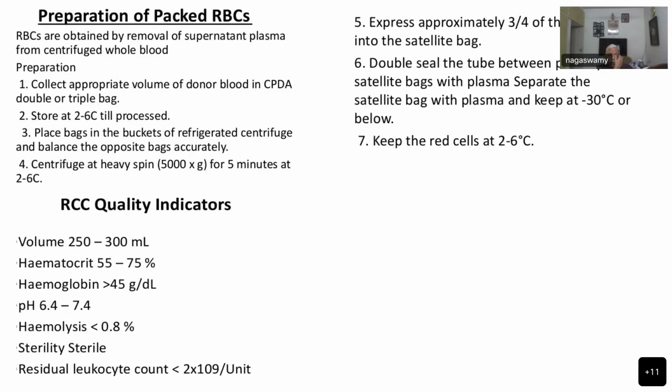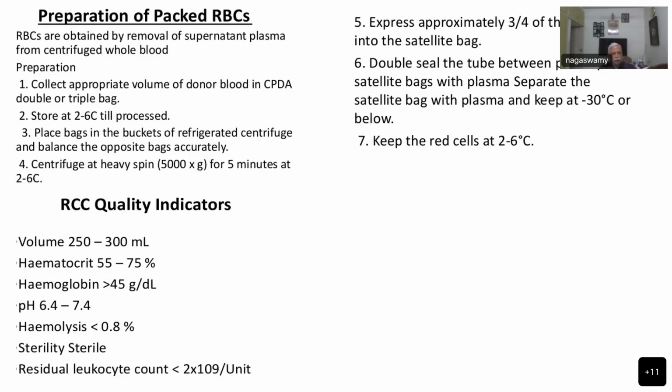Now, red cell concentrate quality indicators. It should have a volume of 250 to 300 ml. So what you routinely use in your theater, the RBC concentrate or packed red blood cells, the volume should be only 250 to 300 ml. And it should have a hematocrit. These are all questions the examiners ask you in viva also. So what is the volume of red cell concentrate or packed red blood cells you get in your theater? Tomorrow, when you use it, please look at the preparation. Make sure it is only 300 ml, whereas whole blood will be 450 ml.